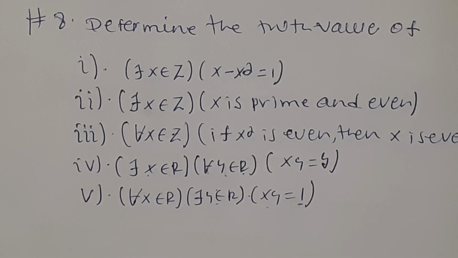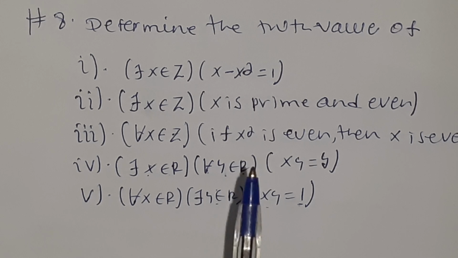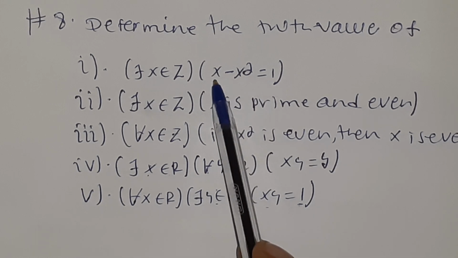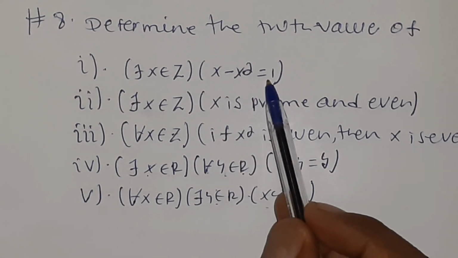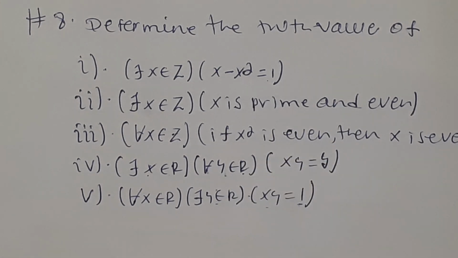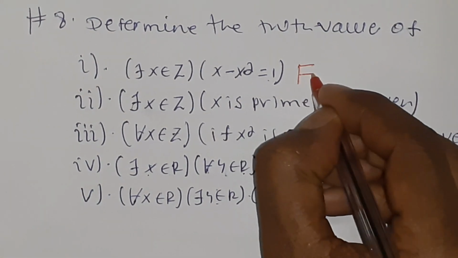This statement will be true if we can obtain at least one integer that can replace x and make the equation x minus x squared equal to 1. But logically, there is no integer which can satisfy this condition, so the truth value for this quantified proposition will be false.